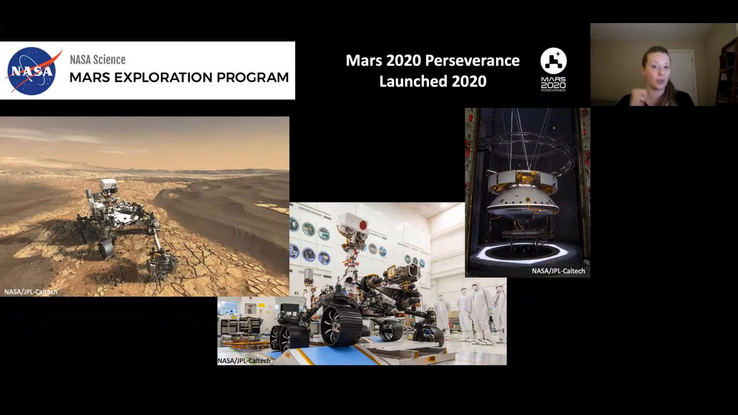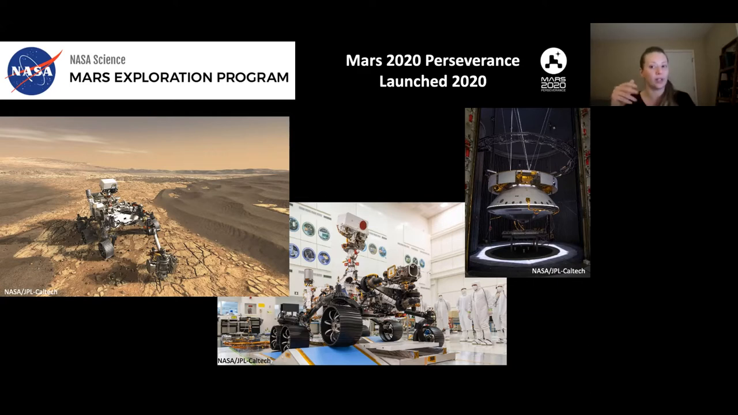Which brings me to the most recent NASA mission to Mars. And that's Mars 2020 with the Perseverance rover, which landed in Jezero Crater February of last year, so almost exactly a year ago. Jezero Crater is an ancient deltaic fan where water likely flowed out onto the floor of the crater. And they think that this is an environment particularly hospitable for microbial life. And so that's why they've chosen this as the landing site.